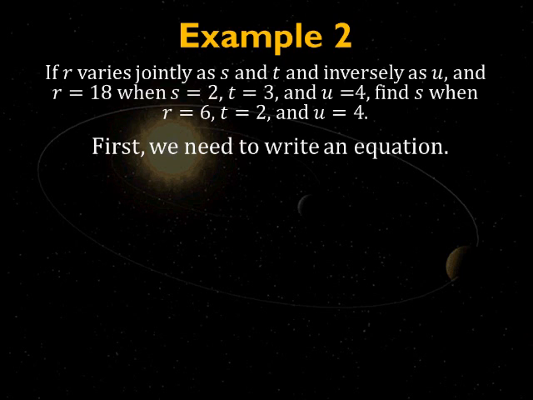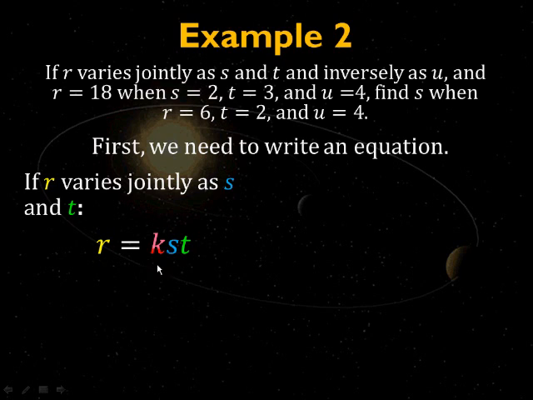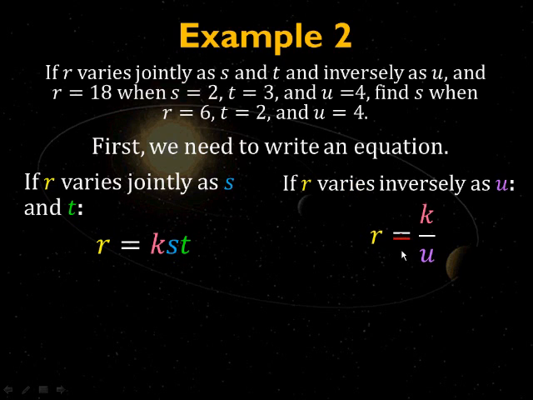So let's start by breaking it up into two parts. First, if we state that R varies jointly as S and T, how would you write it? R equals KST. There's your joint relationship. R goes up as the product ST goes up. Now, if R varies inversely as U, forget the S and T for a second. Then, as we learned earlier, R equals K over U. So as R goes up, U goes down. As R goes down, U goes up.